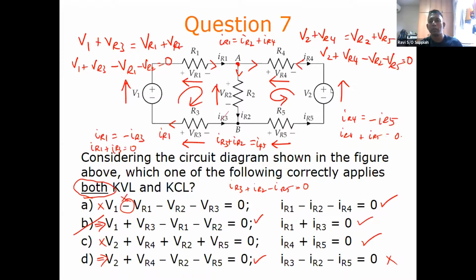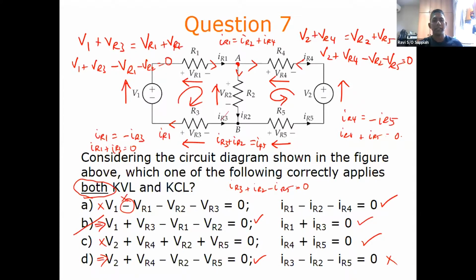Do we assume the current flow direction is the one drawn in the picture? Not necessarily. You can assume anything. What we are trying to show you is that I can assume any direction and come up with the equations. As long as the equations tally with my original assumption, those equations can then be used to solve the circuit.